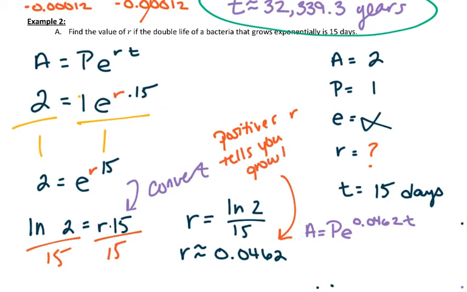So that's kind of your hint that you've done it right, because if it's doubling, then you know that it's growth, versus if it's decaying, then it should be negative. So hopefully that makes sense. And if you guys have any questions, let me know.